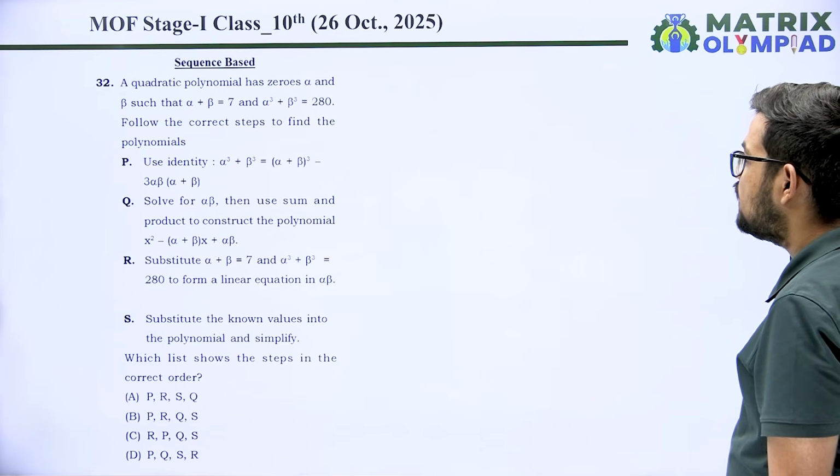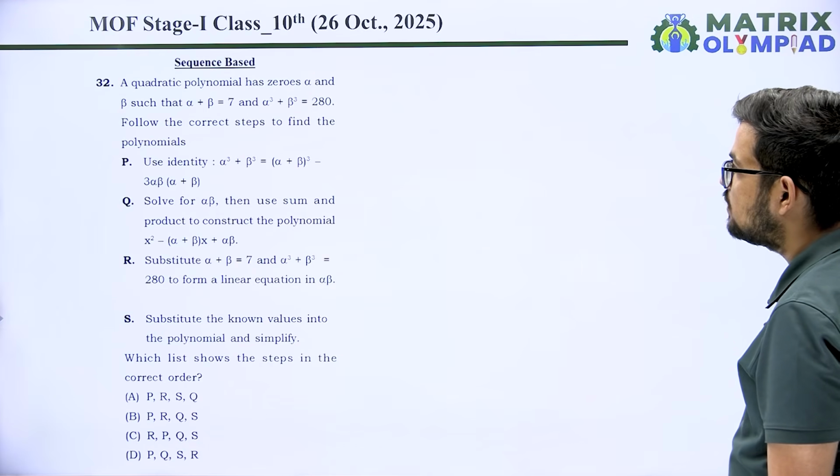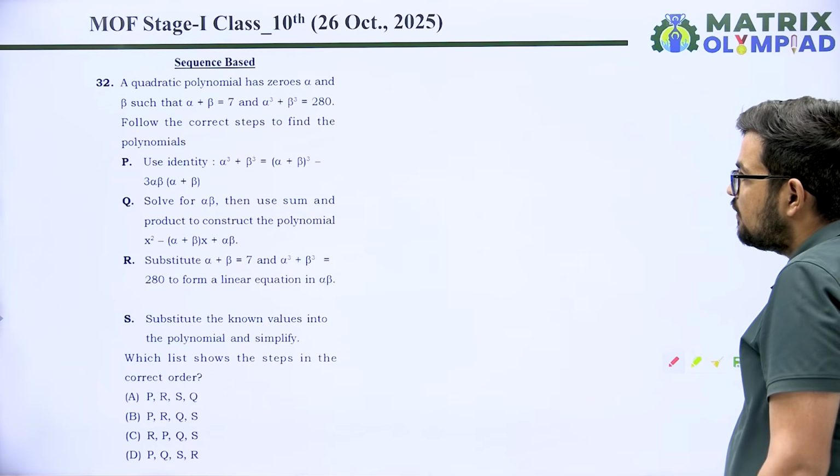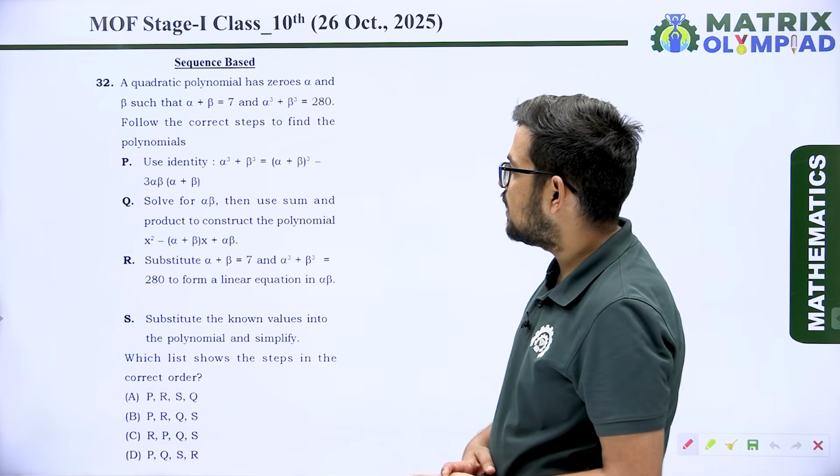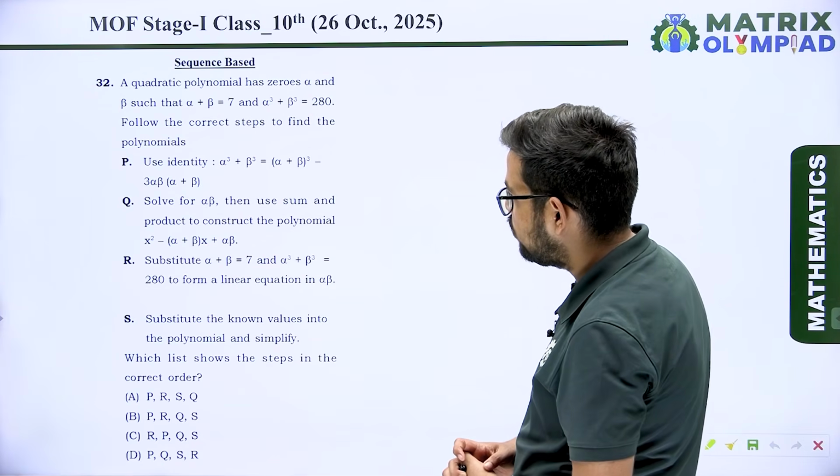Next question, a quadratic polynomial has zeros alpha and beta such that alpha plus beta equals 7 and alpha cube plus beta cube equals 280. Follow the correct steps to find the polynomial.